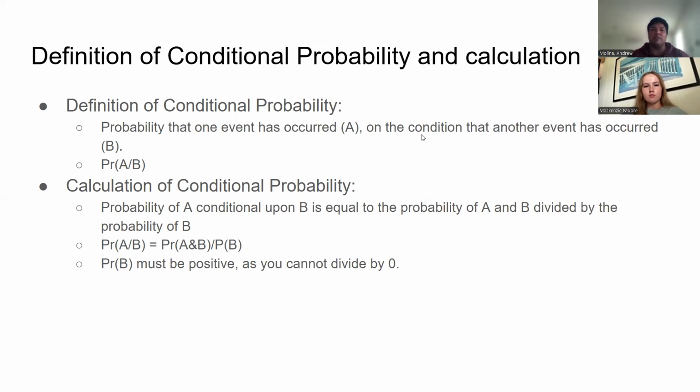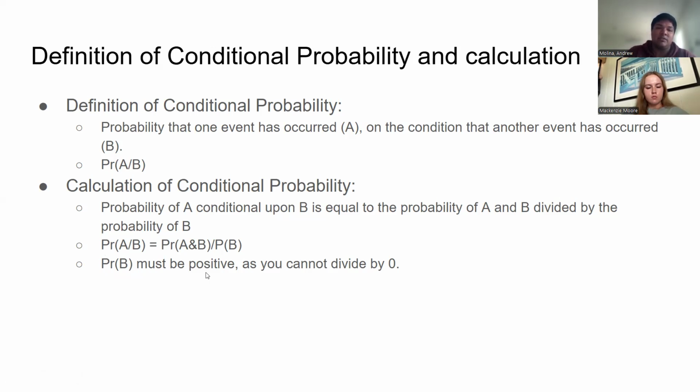Starting with the definition of conditional probability and its calculation. The word definition for conditional probability is the probability that one event has occurred, A, on the condition that another event has occurred, B. The mathematical form of this written definition is Pr(A|B), which means probability of A conditional upon B. The calculation of conditional probability is the probability of A conditional upon B is equal to the probability of A and B divided by the probability of B, which is notated as Pr(A|B) = Pr(A and B) / Pr(B).